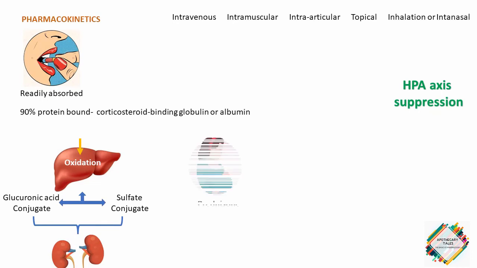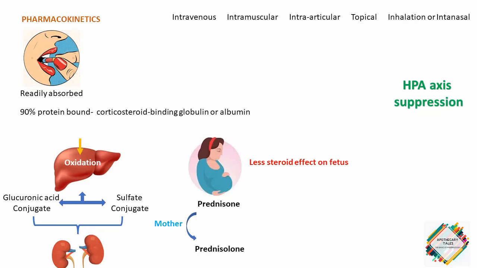Prednisone is preferred in pregnancy because it minimizes the steroid effects on the fetus. It is a prodrug that is not converted to the active compound prednisolone in the fetal liver. Any prednisolone formed in the mother is biotransformed to prednisone by the placental enzymes.